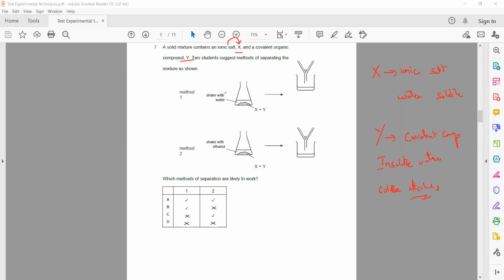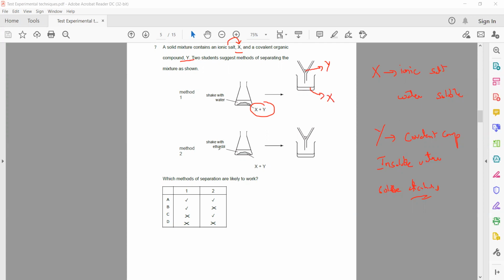So when we shake the mixture of X and Y with water, what will happen? X will dissolve and Y will not dissolve, because Y is a covalent compound. As ionic compounds are water soluble and covalent compounds are insoluble in water. So X will dissolve and Y will be left. So Y will be there on the filter paper and X will be there as a solution.